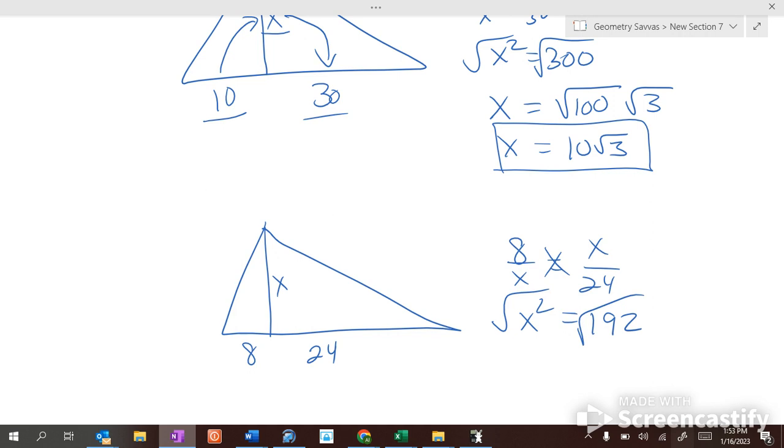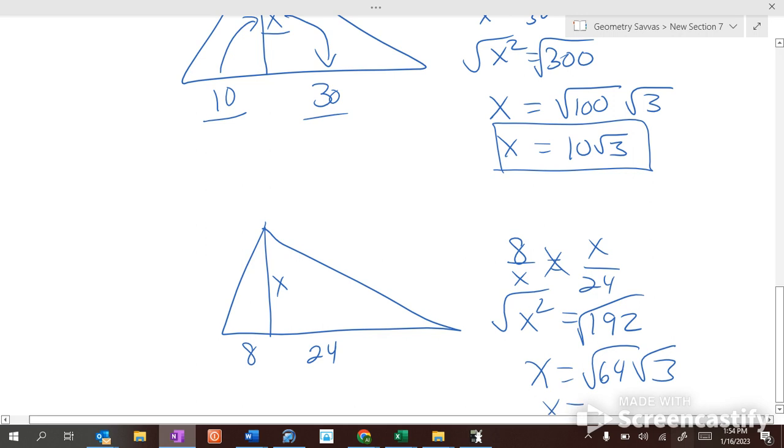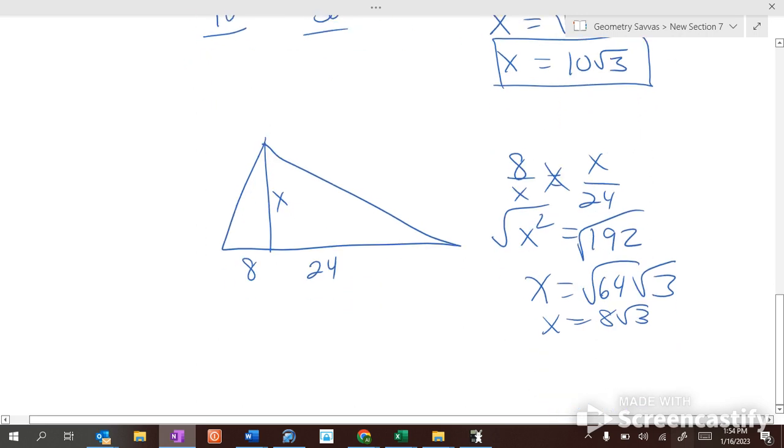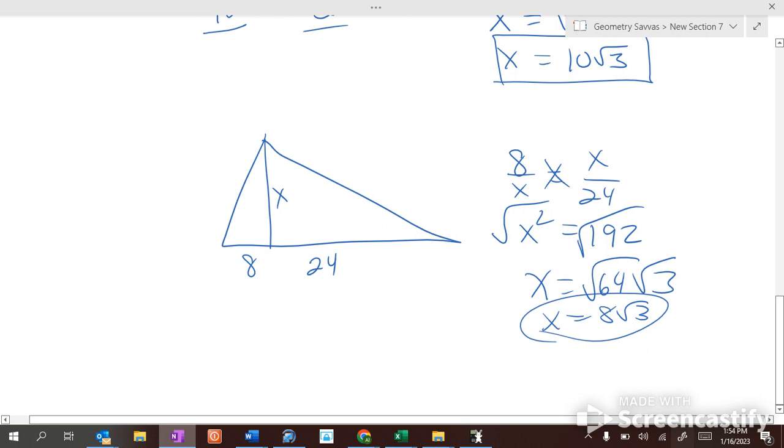Well, you start here and you work backwards. 169 doesn't go in there. 144 doesn't go in there. 121 doesn't go in there. 100 doesn't go in there. 81? No. 64? Don't just say no. How many times does 64 go in there? 3 times. So x equals the square root of 64, square root of 3, which is 8 square root of 3. That's simplest radical form.